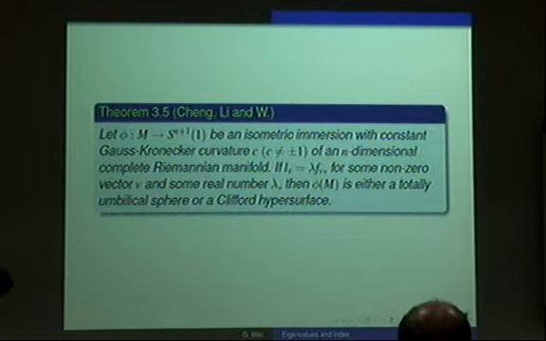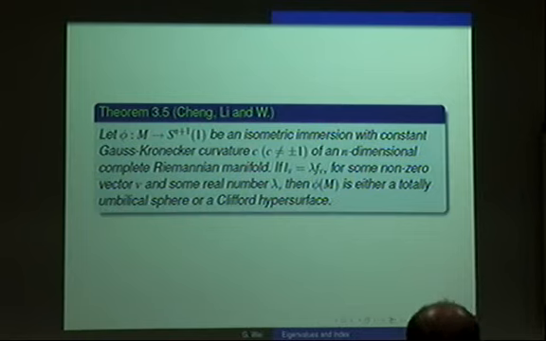The last result is about the case where M is a compact, complete hypersurface with a constant Gauss-Kronecker curvature C, meaning the Gauss-Kronecker curvature C is a constant. Here C isn't equal to 1 or negative 1. If RV equals lambda FV, then we can get that phi(M) is a totally umbilical sphere, not a Clifford hypersurface.